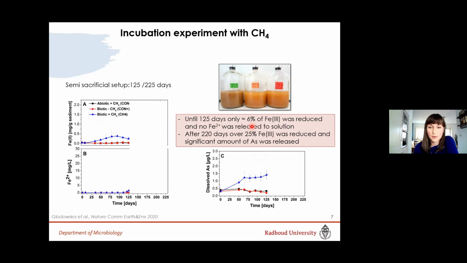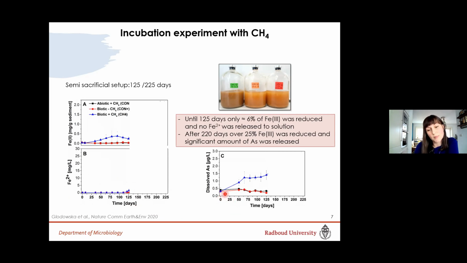The way to test this hypothesis was to set up an incubation experiment. We did a drilling campaign during which we collected sediments from 30-meter depth, and I supplemented these sediments with methane. And the experiment lasted quite long, over 220 days. During the first 125 days, I didn't see much happening. Actually, only about 6% of iron was reduced. Mainly, it was observed in sediment. So there was formation of iron(II) directly in the sediment, but there was no iron being released to water.